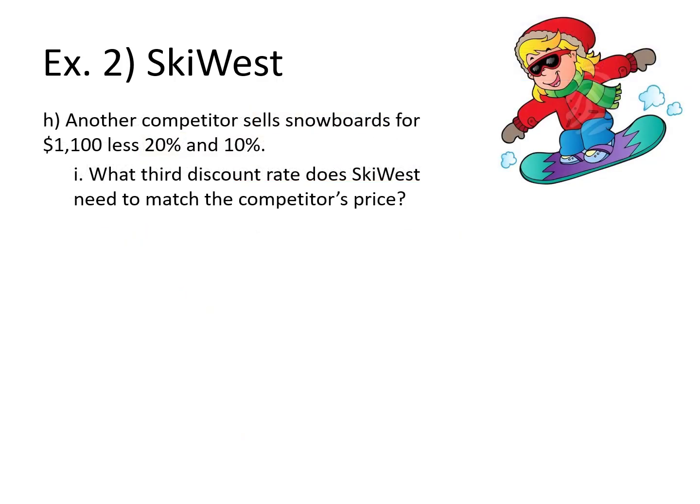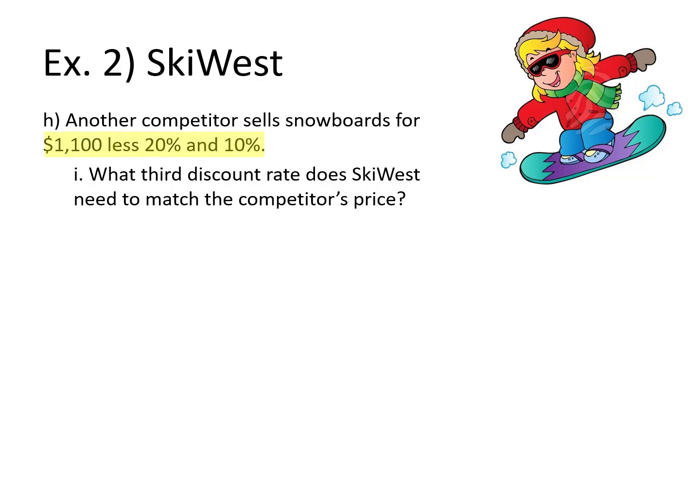And now we're into our last part of this question, part H. I'm going to warn you, it's going to take 3 slides to complete as they're divided into 3 parts. So bear with me. Okay, part H. Another competitor sells snowboards for $1,100 less 20% and 10%. So this is a different competitor. We're going to ignore the last competitor. What third discount rate does Ski West need to match the competitor's price?